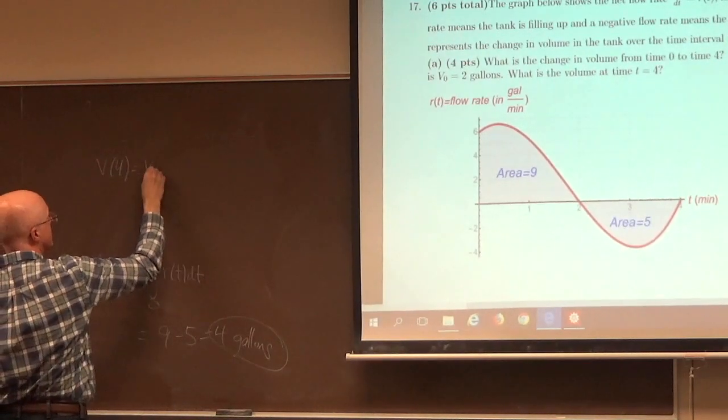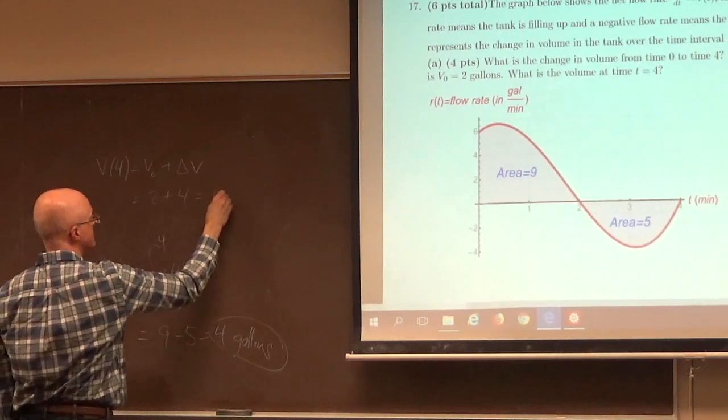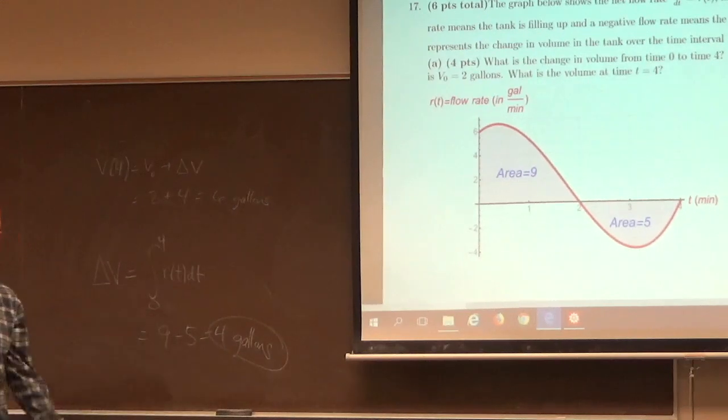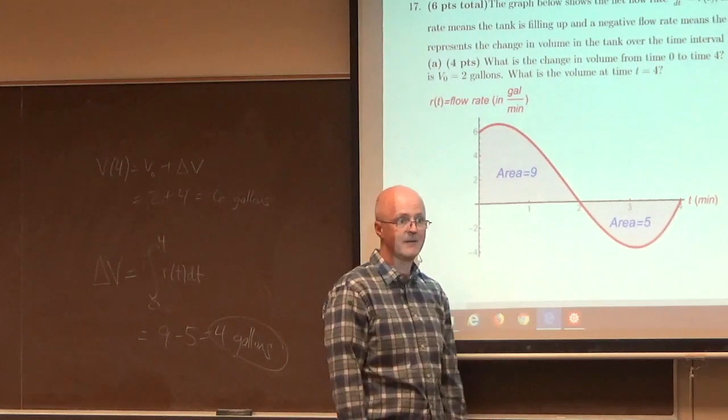As far as the volume itself at time 4, the volume at time 4 would be the initial volume plus the change of volume. Just do 2 plus 4 to get 6. That's all you have to do. So you can see it's not a complicated calculation in this kind of thing. It's understanding concepts. You have to have a conceptual understanding of what these symbols and ideas mean.